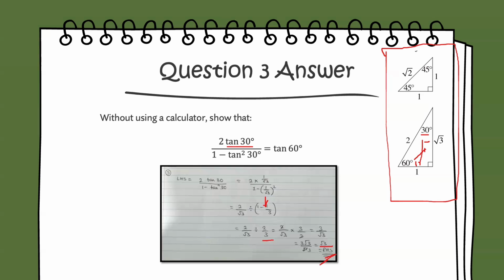So that is the way of showing these proof questions. You always start with the left-hand side or the right-hand side, and you keep on going until you get to the other side. And you have to explicitly show that, like I've shown here, that LHS is equal to RHS, or RHS is equal to LHS. Showing that is very important.